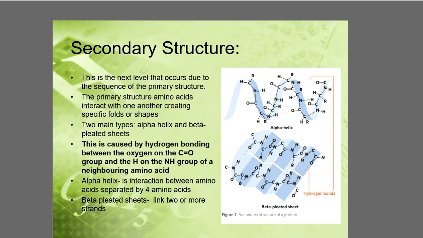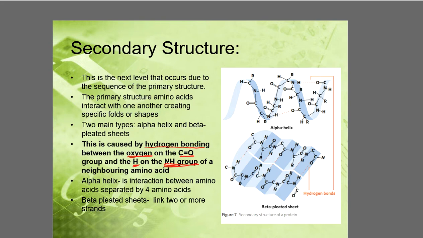All right, so the next structure is your secondary structure. As we build our chain, as I said before, our amino acids start to interact. And how do they interact? The first level of interaction, secondary structure, occurs due to hydrogen bonding, between a very specific part of the amino acid. It's between the oxygen on the carbonyl carbon and the hydrogen of the amino group in neighboring amino acids.